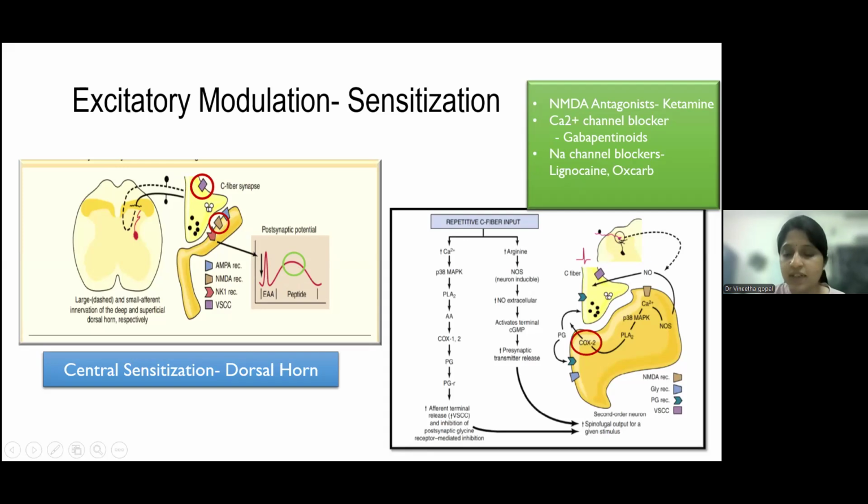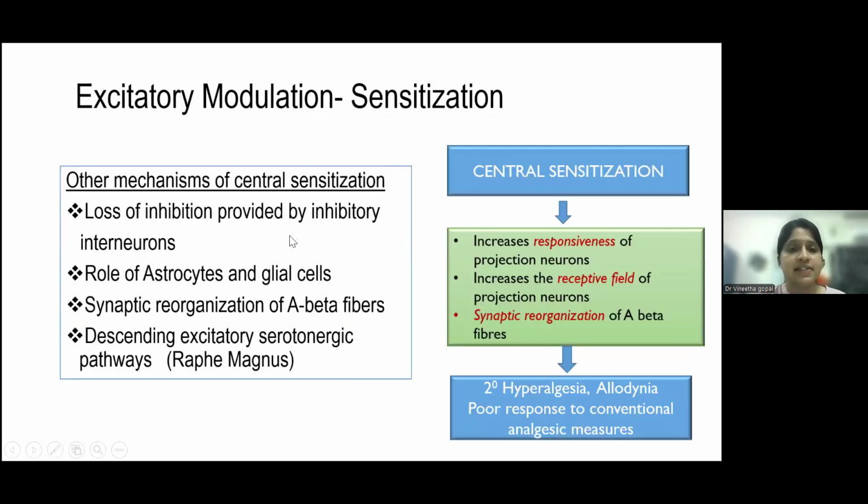The next one is here. Because here also, COX-2 has got a role. When excess calcium is produced, it causes phosphorylation of the cyclooxygenase enzyme, and prostaglandins are produced, and those prostaglandins also act on the various receptors, causing increased release of neurotransmitters. So here also our NSAIDs have a role in preventing or decreasing the excitatory modulation or sensitization. So these are the drugs that act on the sensitization, excitatory modulation or central sensitization. You don't need to know other mechanisms. So this is a summary.